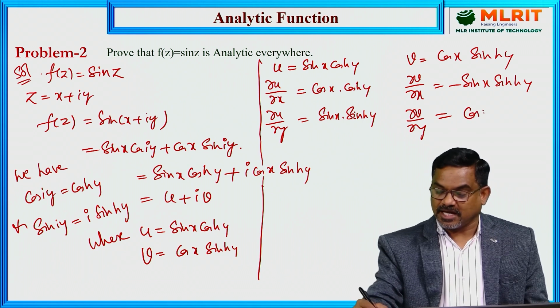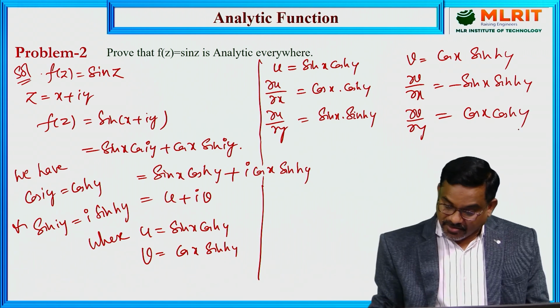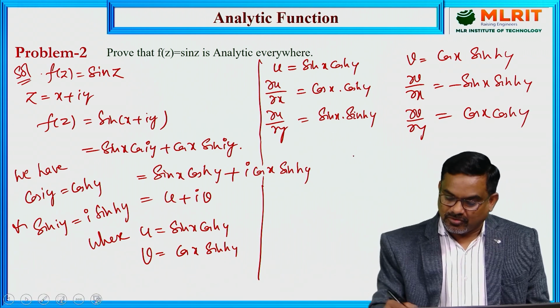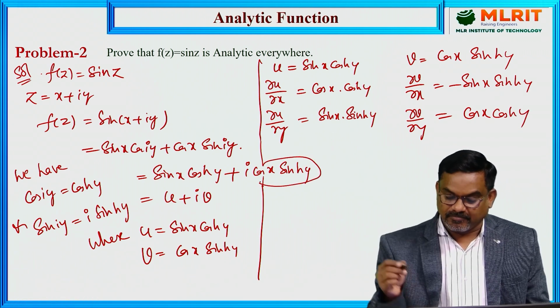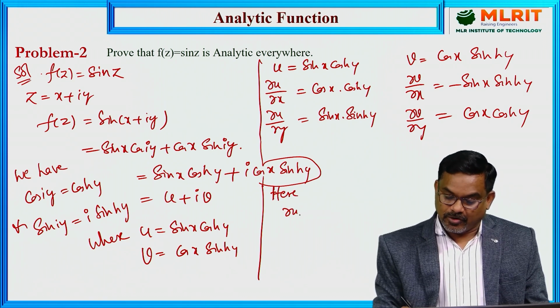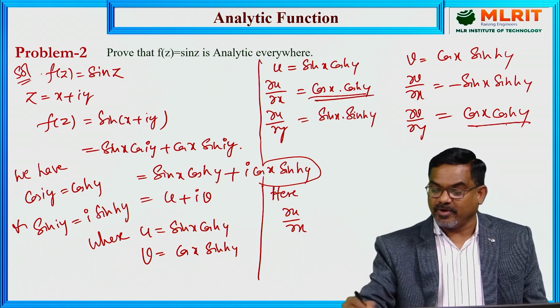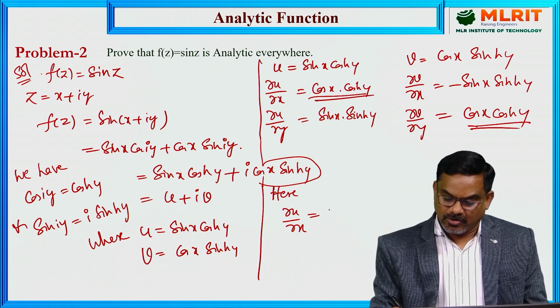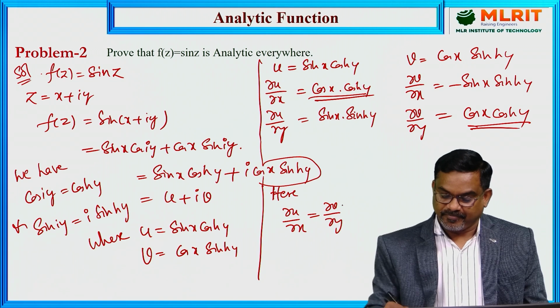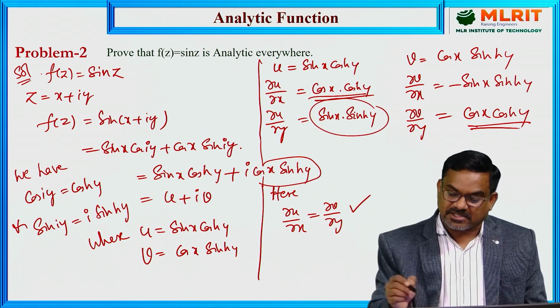So cos x as it is, and sin hy is cos hy. Now from the above equations, it is clear that dou u by dou x is cos x cos hy, dou v by dou y is cos x cos hy. So dou u by dou x is dou v by dou y. The first condition holds. Dou u by dou y is sin x sin hy.